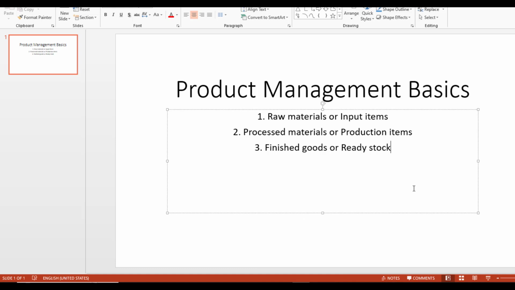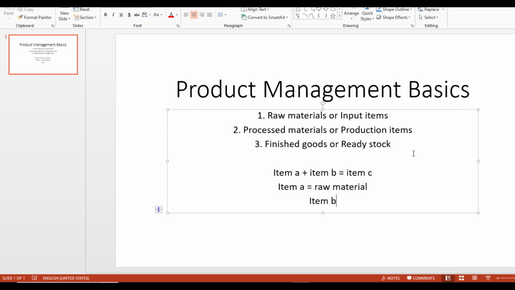Now, after you have something like this, I also want to explain this concept. So you have item A, which is, say, a raw material. What you do to it is that you perhaps add item B to it, and then you have item C, right? So let's define item A as a raw material. Okay, let's define item B as another raw material.